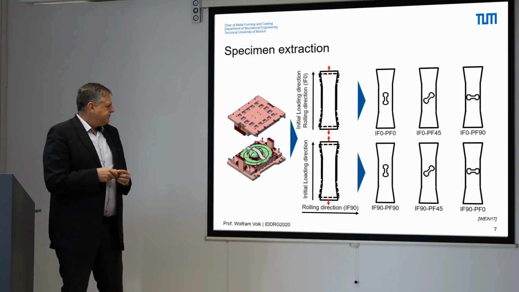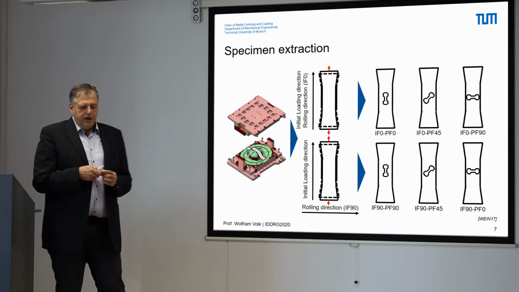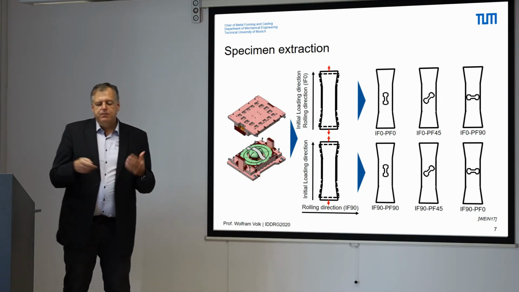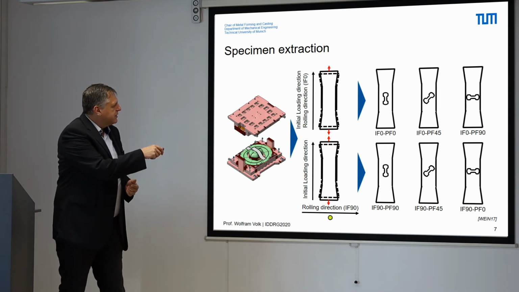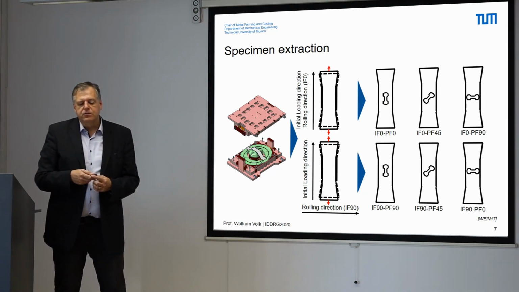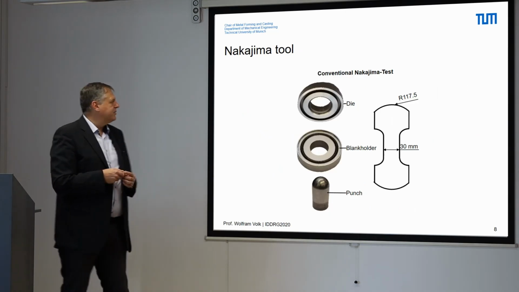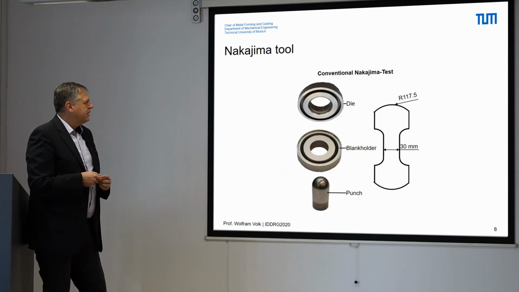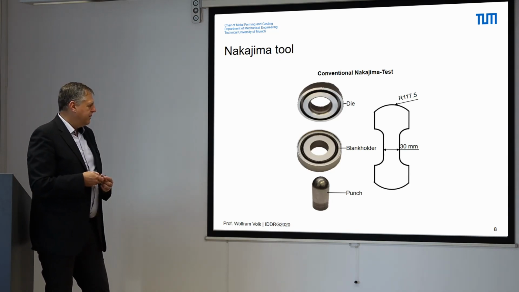Okay, with this tool, now we can perform our secondary tests. You can imagine for such a shape, it's possible to do Nakajima tests. The Nakajima setup you can see here is really conventional, one with die, blank holder and a spherical punch.